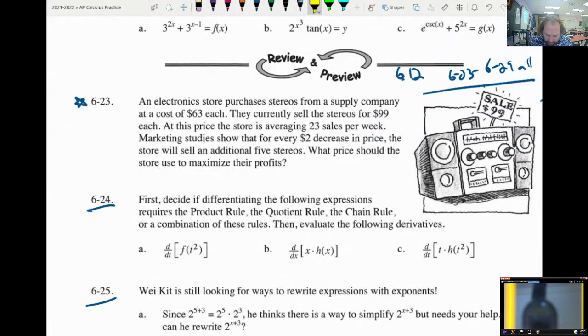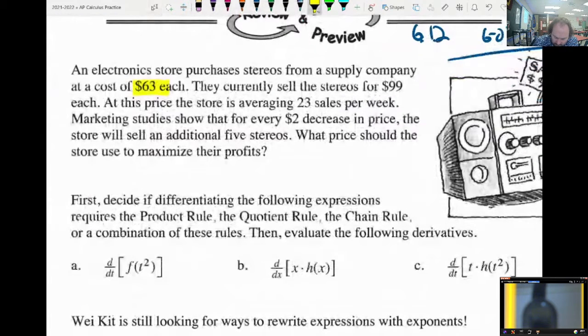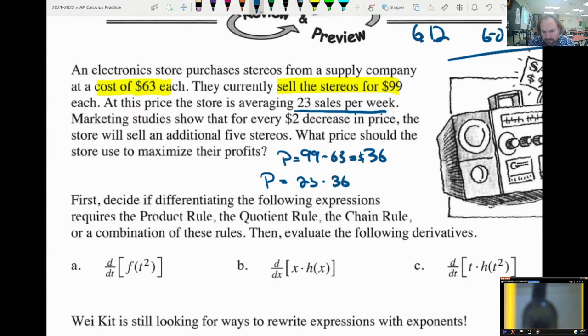We have an electronics store purchasing stereos from a supply company at a cost of $63, and they sell them for $99, which means their profit is currently $99 minus $63, which is $36. They're making $36 basically on every stereo that they sell. At this price, they're selling 23 per week. So currently, their current profits are 23 stereos times $36 per sale.